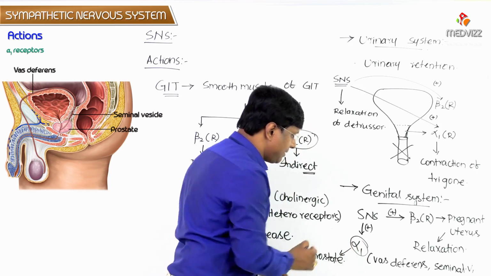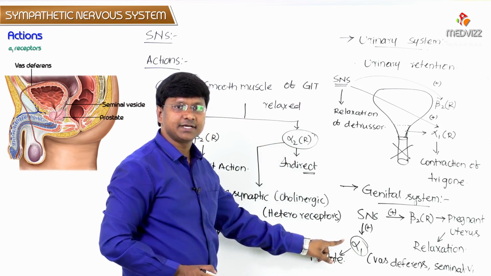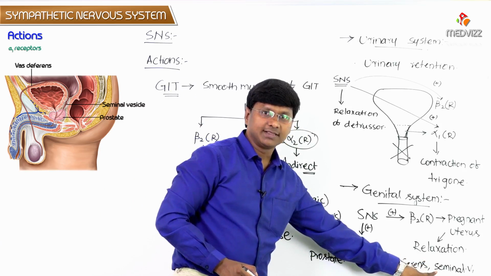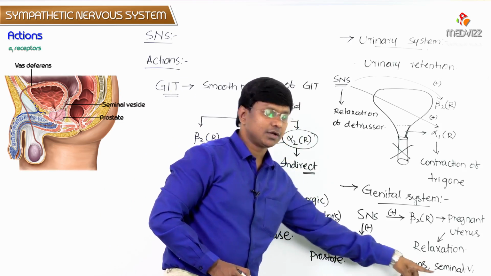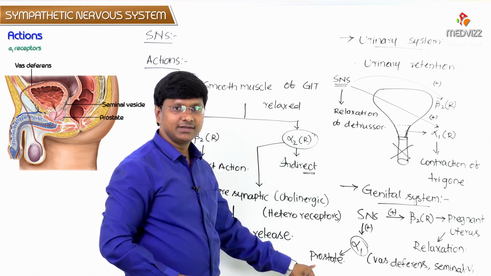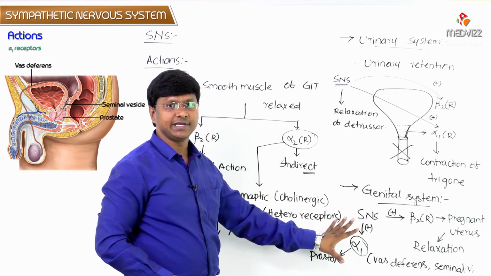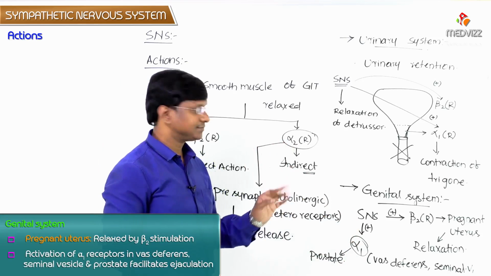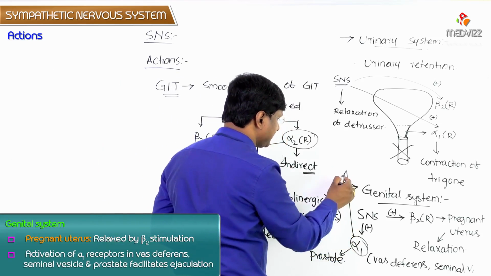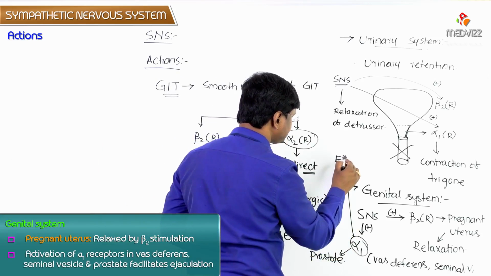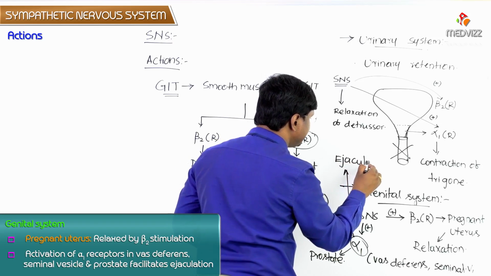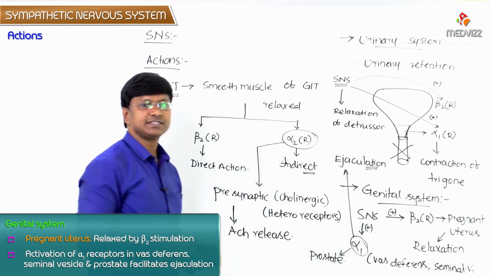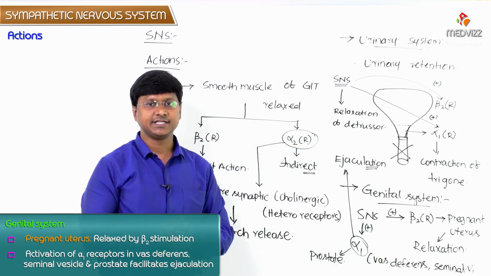Now, by stimulating the alpha 1 receptors of the vas deferens, the seminal vesicles or the prostate, once these alpha 1 receptors are stimulated, that will facilitate the ejaculation. So there will be ejaculation. That is the effect of the sympathetic nervous system on the genital system.